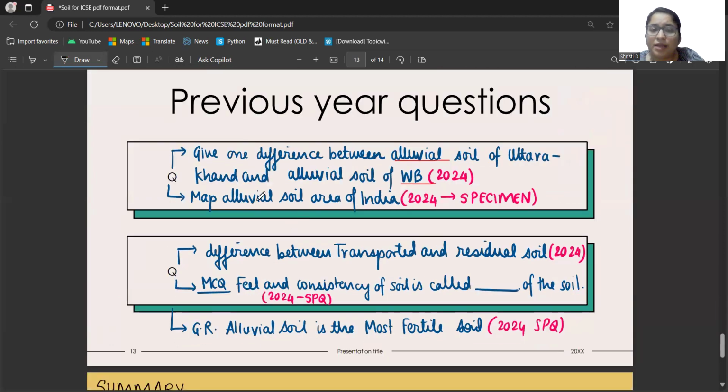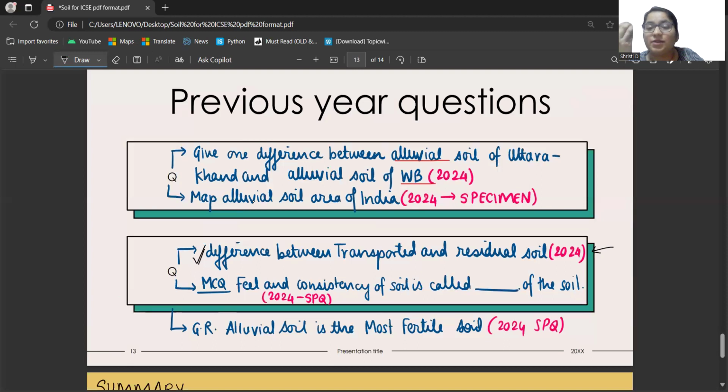Then in the specimen paper, they asked you to show alluvial soil on the map. Something that is actually part of mapping, to be honest. But remember, now it's not difficult for you to understand, to even visualize where alluvial soil is going to be found. You know, in the northern Indian plains I'll find it somewhere. So if you just remember that much, it reduces the burden on your head. Okay. Apart from that, transported soil, the soil that gets transported, that has been asked in 2024.